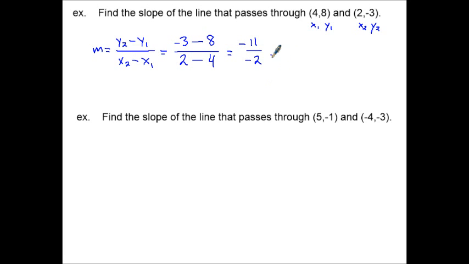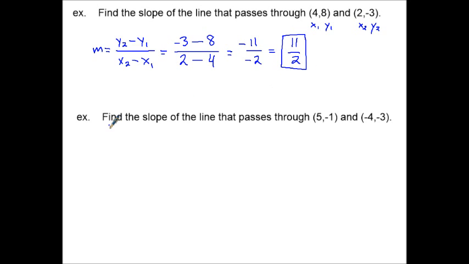However, notice that I have 2 negatives. 2 negatives make a positive, so at the very least I can call this 11 over 2. However, I ask myself, does this reduce? In this case, it does not, so 11 over 2 is my final answer for this one.